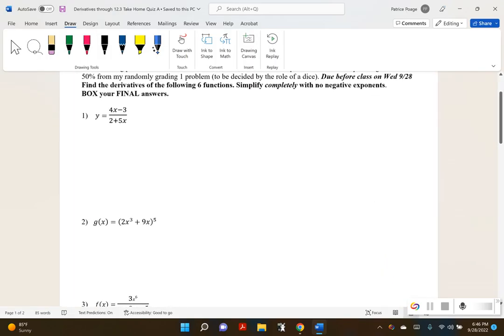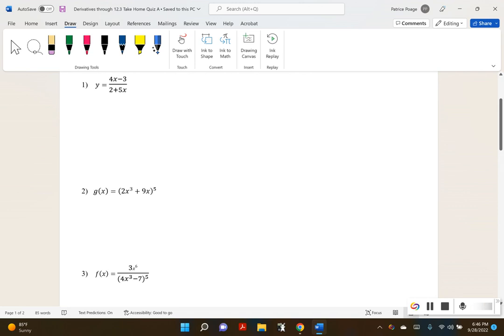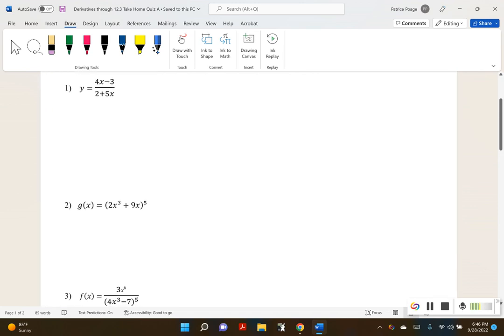All right. So some problems from 12.1, 12.2, and 12.3. All right, we want to take the derivative of these and simplify completely.